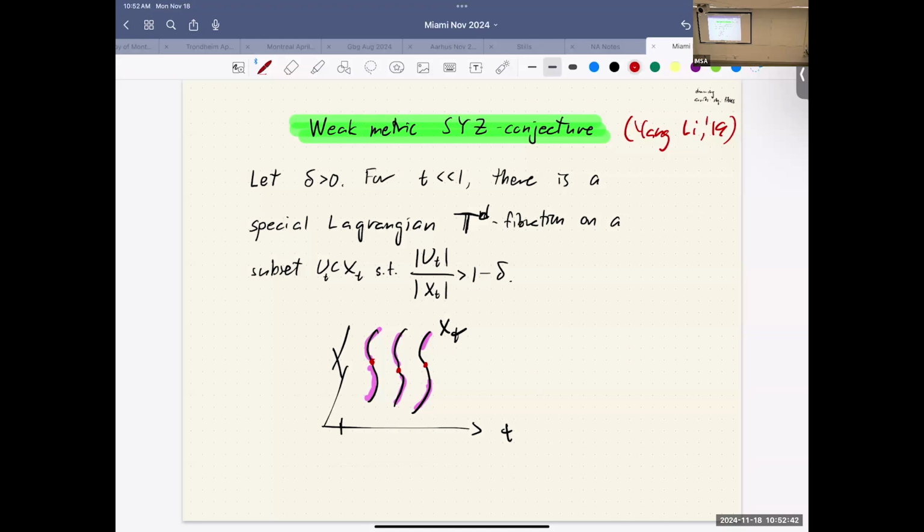But geometrically, maybe an easier way to ask the question: what is the limit of U_t when you go to t equals 0? So what was the limit of the image of U_t? On the base? No, you have a family, right? You mean, do they stay away from the double locus? You want to say the limit in the metric, in the Fubini-Study metric.